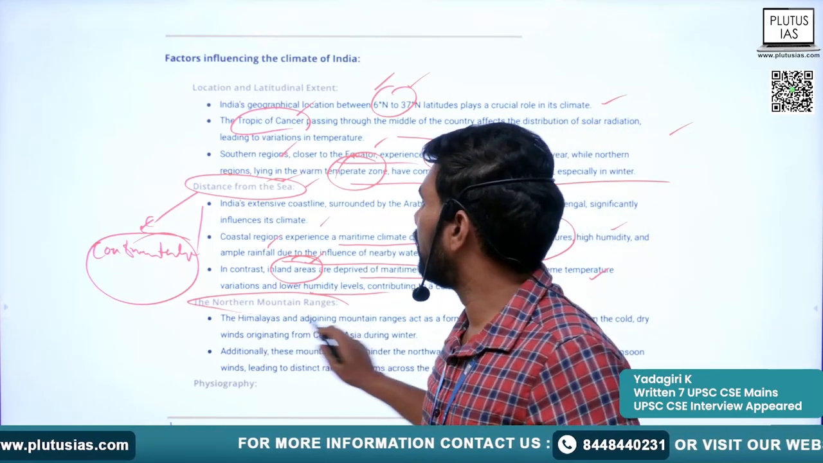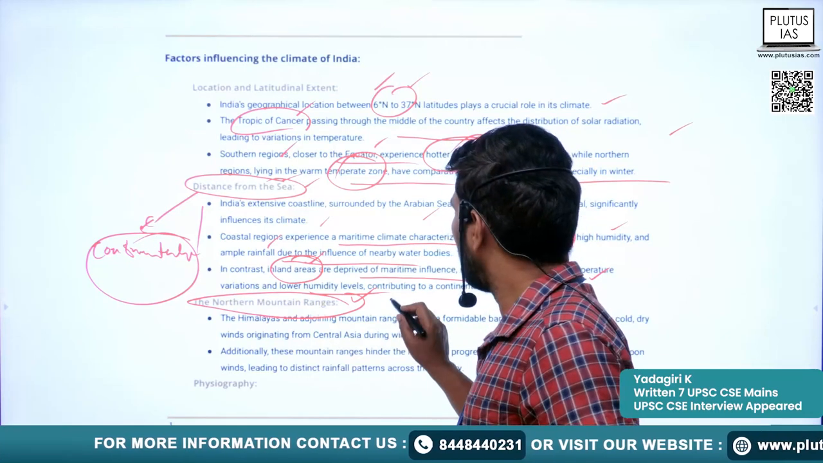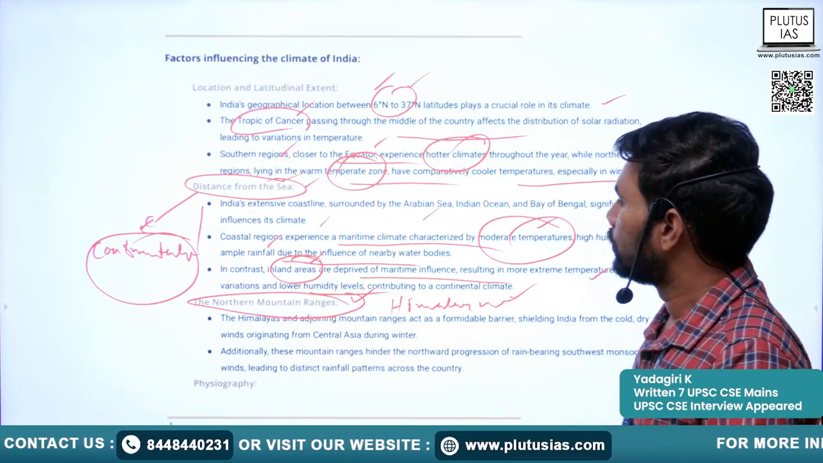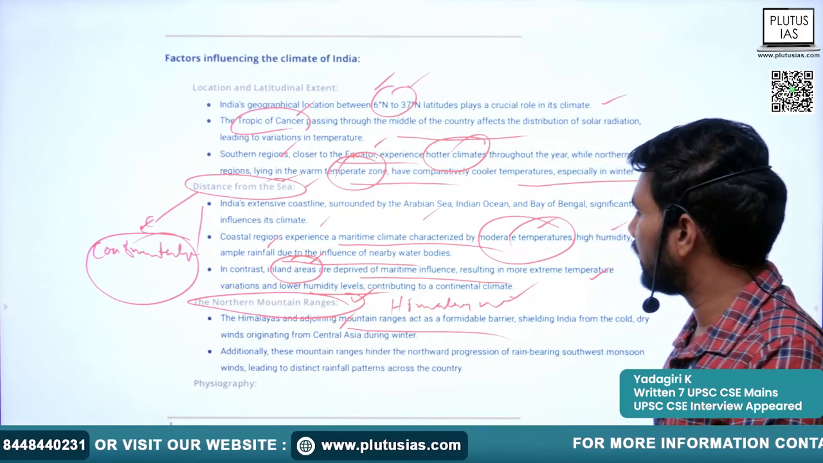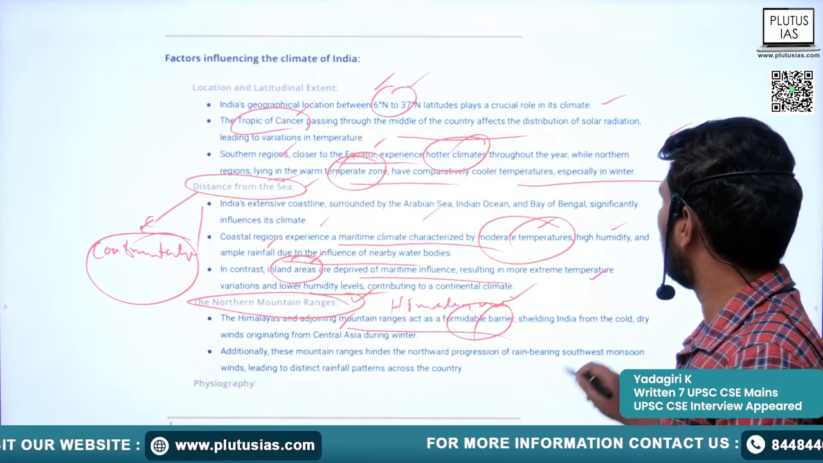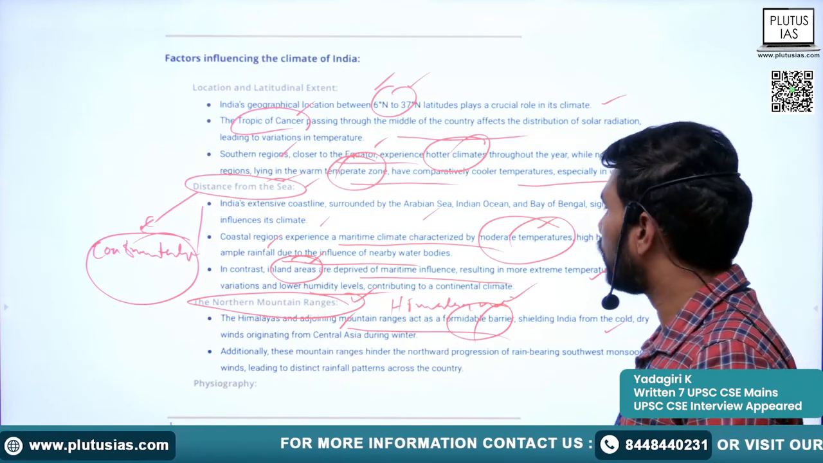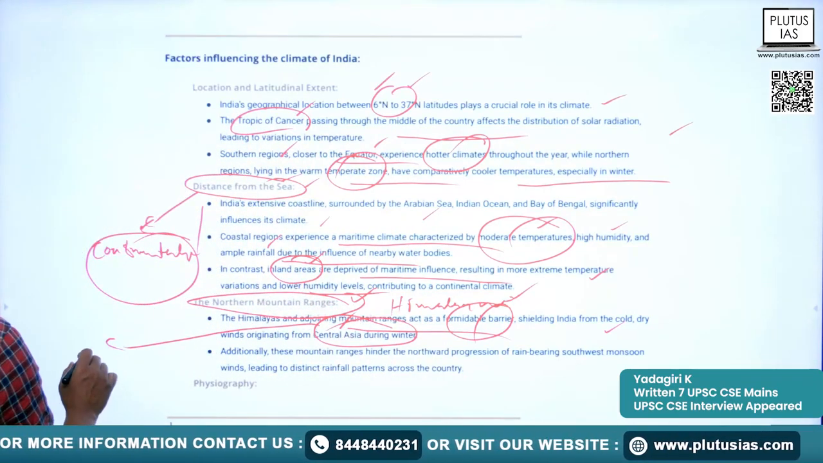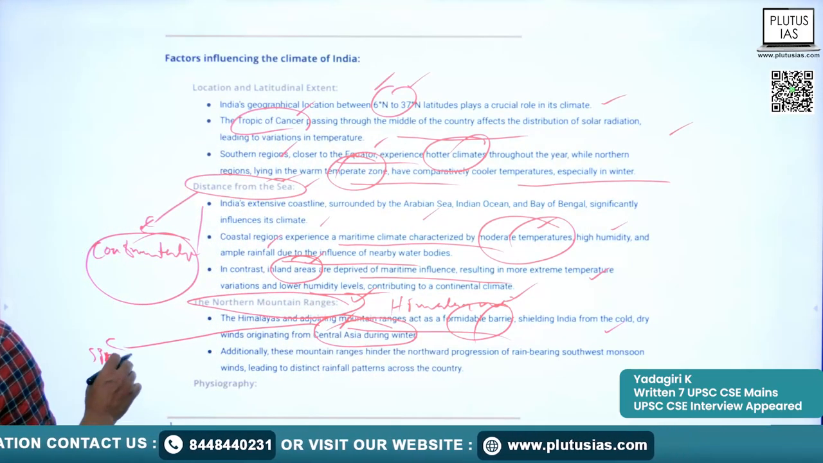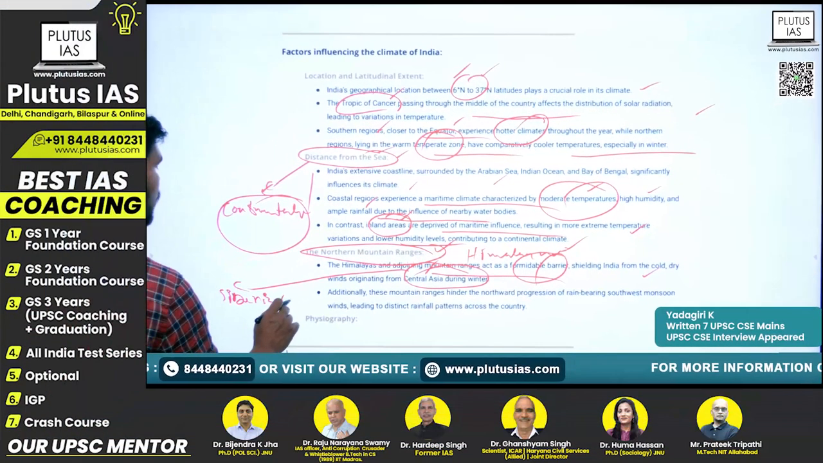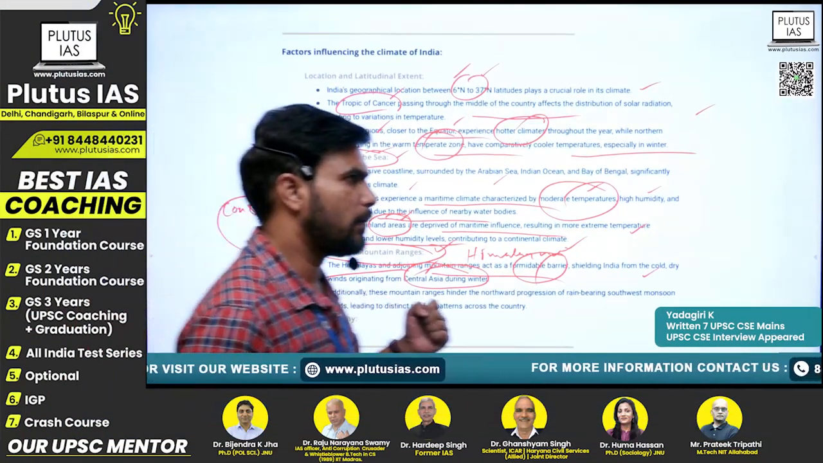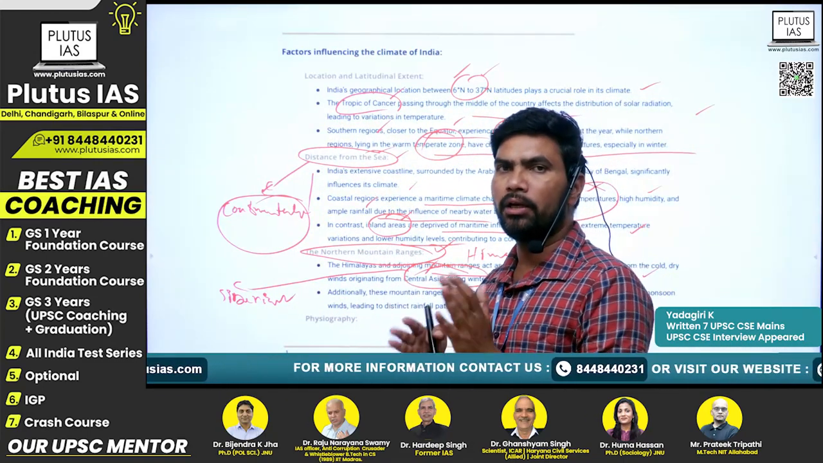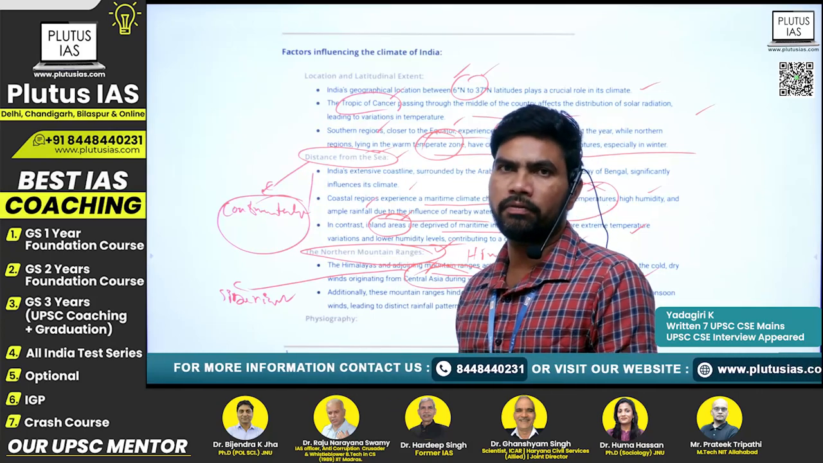Another factor is the northern mountain ranges, the Himalayas. The Himalayas and the adjoining mountain ranges act as a formidable barrier, shielding India from the cold, dry winds that originate from Central Asia during winter, especially from the Siberian plains. The chilly Siberian plains are characterized by dry, chilly winds. So the Himalayas act as a barrier, preventing those chilly winds from entering India.